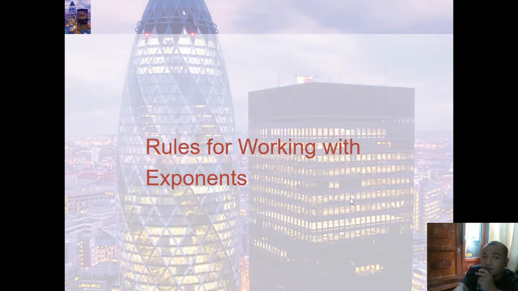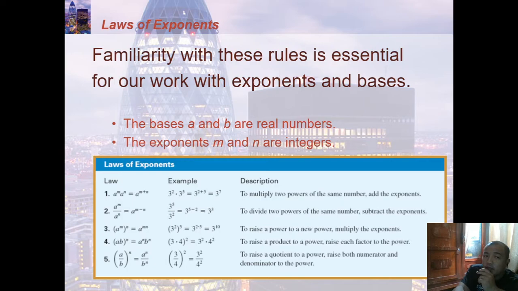Rules for working with exponents. Here are the different laws of exponents. To multiply two powers of the same number, add the exponents. Example: 3 squared times 3 to the 5th is 3 to the 7th power. Now, to divide two powers of the same number, subtract the exponents. Example: 3 to the 5th over 3 squared, subtract 5 minus 2, is 3 cubed.